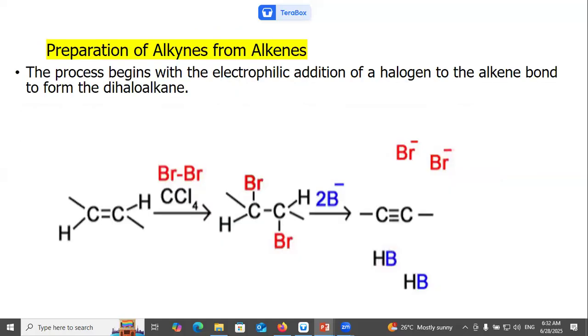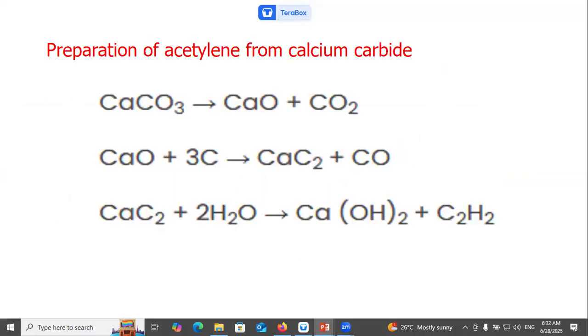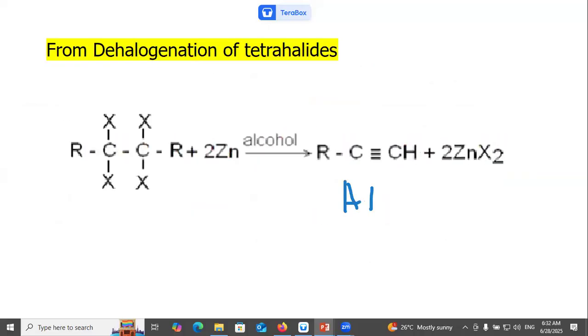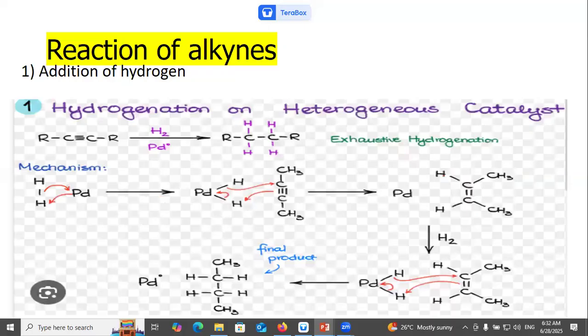Preparation of alkynes from alkenes. Preparation of acetylene from calcium carbide, from iodoform, dehalogenation of tetrahalide, reaction of alkynes, addition of hydrogen. In case of mechanism, platinum has the adsorbed hydrogen. This adsorbed hydrogen acts as a catalyst and the alkyne is converted to alkene and similarly alkene into alkane.